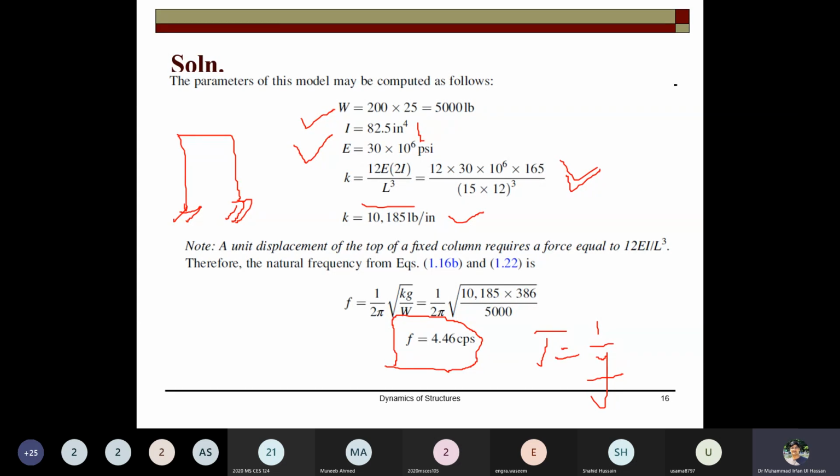You can solve many different parameters by the formulas that we proved today, and by the free vibration response you are able to plot different things. So it is really helpful while you are solving different structures.